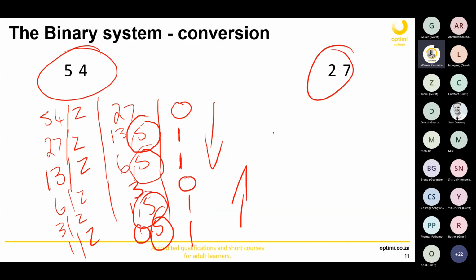27 converted. What's my first step? Anyone, what's the first step? 27 divided by 2. What is 27 divided by 2? It is not 1. You're skipping a step. What is 27 divided by 2? It is 13.5. And there's your 1. Okay. Now what's the next step?